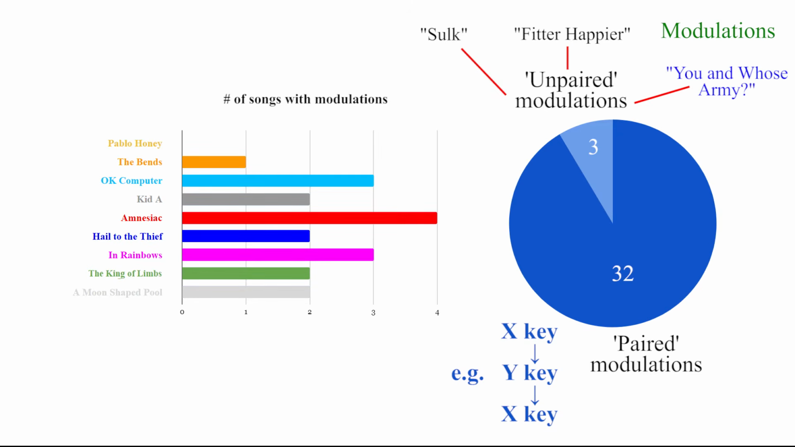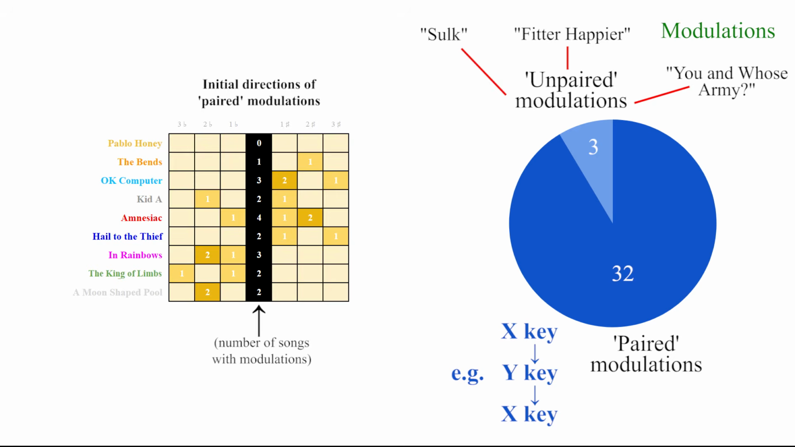Since nearly all of the modulations are paired, their data points tend to cancel out when it comes to the average direction of non-diatonic features. However, if we count only the initial direction of paired modulations, we can see a trend. This chart shows the data for each album.